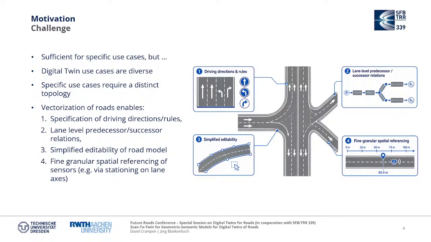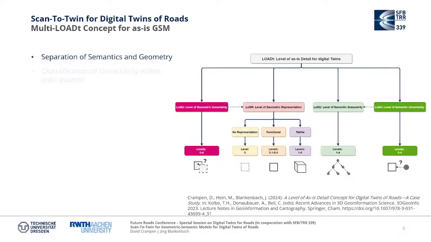And the vectorization also helps us with another type of spatial reference via stationing over a road axis, for example, right? So in the digital twin context, that might mean that we can reference our sensors according to the axis and place them in our model like this. Okay, so our goal is to be able to derive multi-purpose, multi-scale geometric-semantic as-is models, and I hope that it's now become obvious that vectorization can actually help in this endeavor.